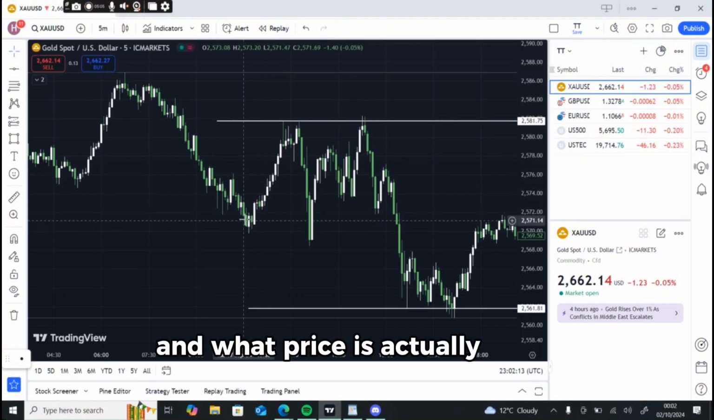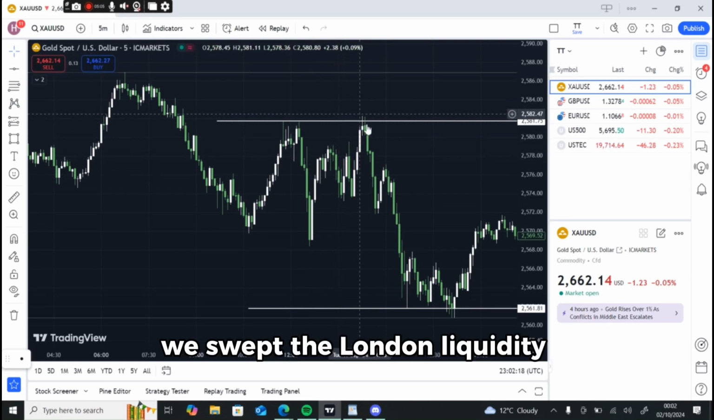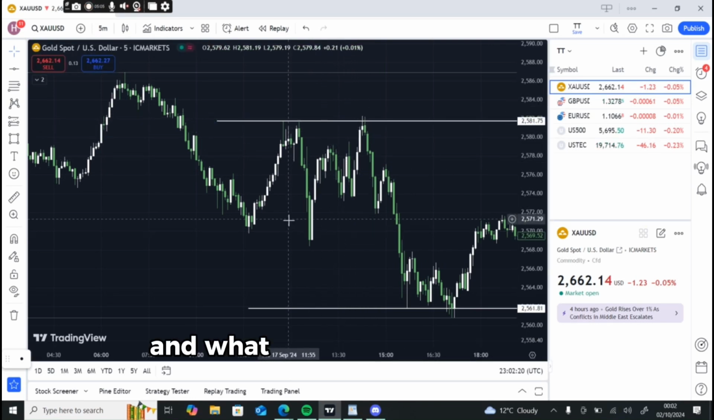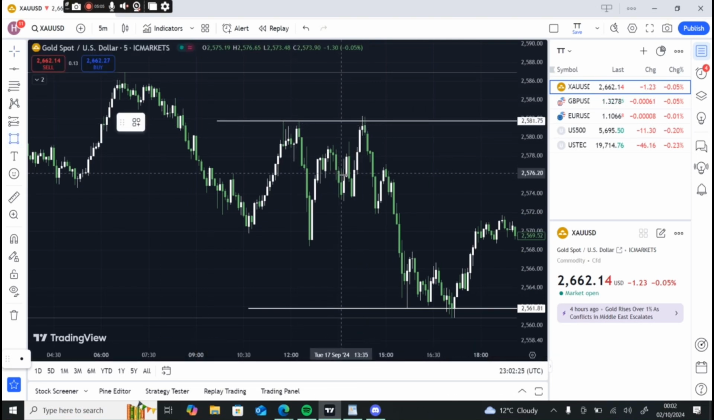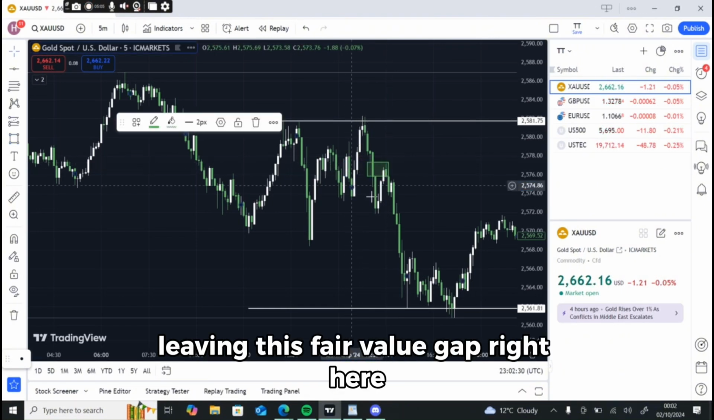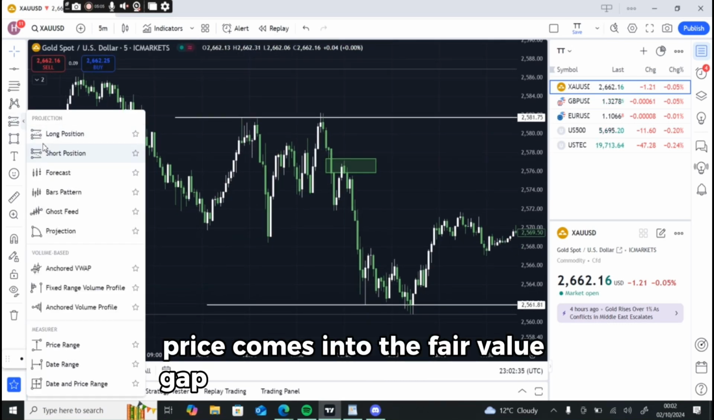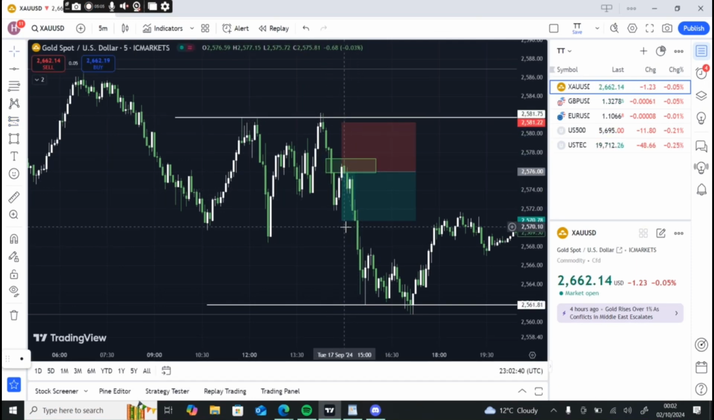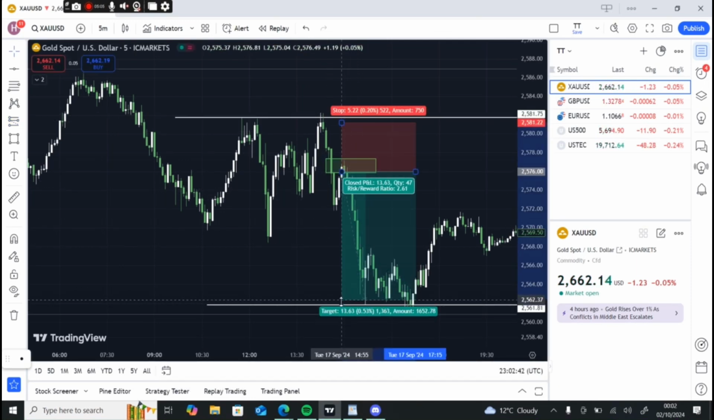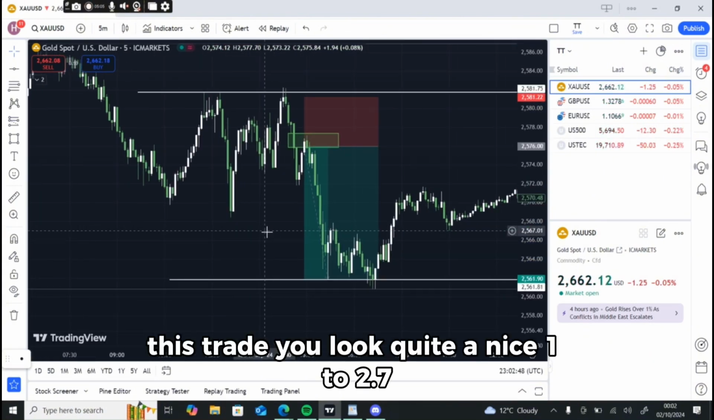And what price has done here is, as New York started, we swept the London liquidity there. And what did we do? We rejected straight off of that liquidity, leaving this fair value gap right here. And what does price do? Price comes into the fair value gap, and you'd enter right there, stops at the high, take profit at the low. In this trade, you'd have caught a nice 1 to 2.7.